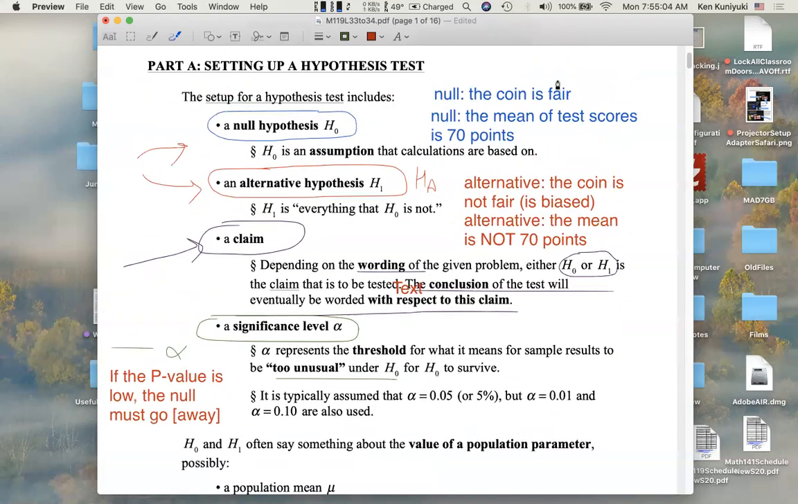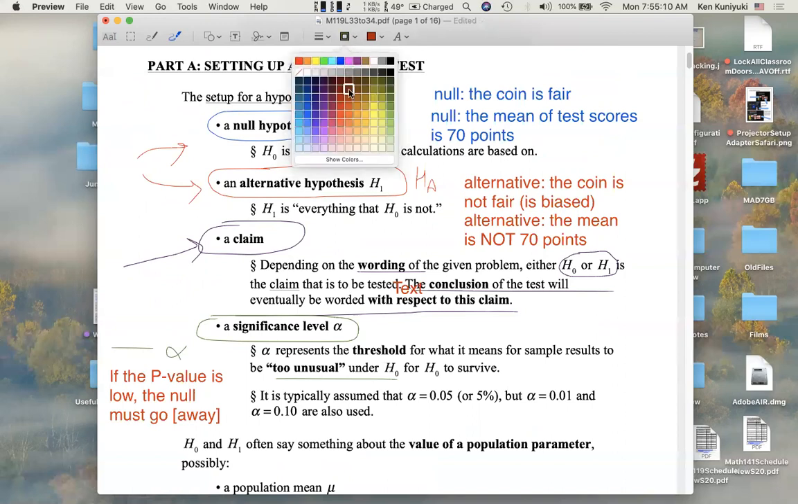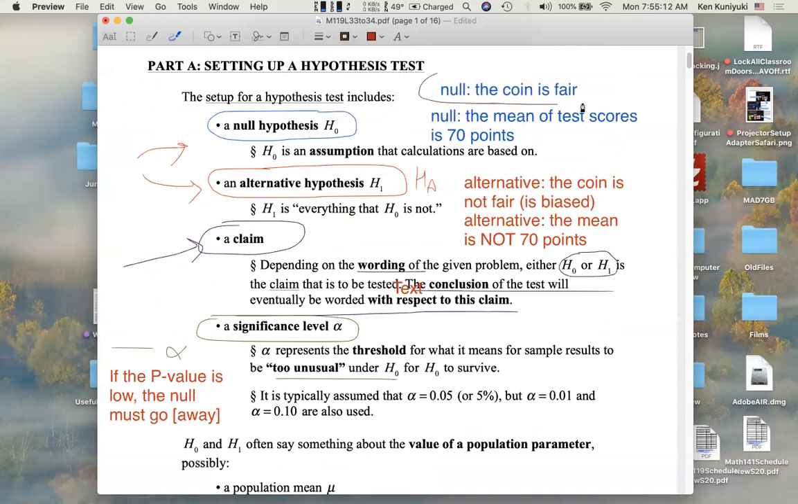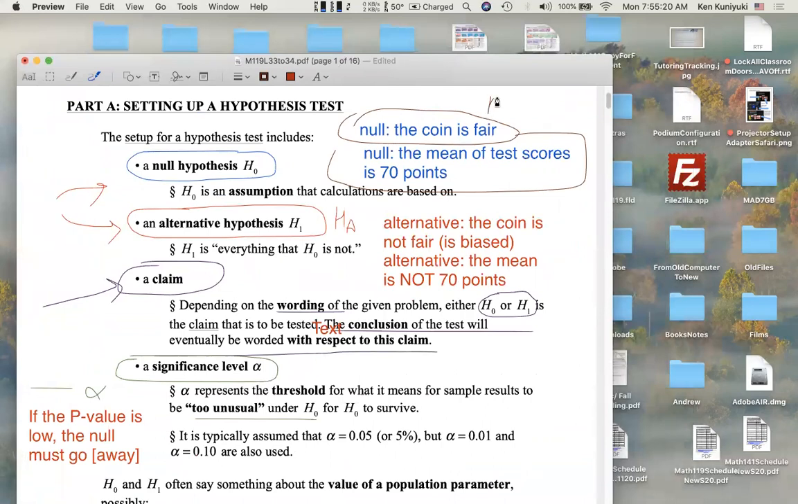Now, over here, remember we talked about the null saying that the coin could be fair, or the mean of the test scores was 70 points. But remember, when we said that the coin is fair, that corresponded to the idea that p, the probability that the coin comes up heads, was 0.5. Down here, we're saying that the mean mu is 70 points. So often the null hypothesis says that one of these population parameters is equal to some value. That's your typical null hypothesis.